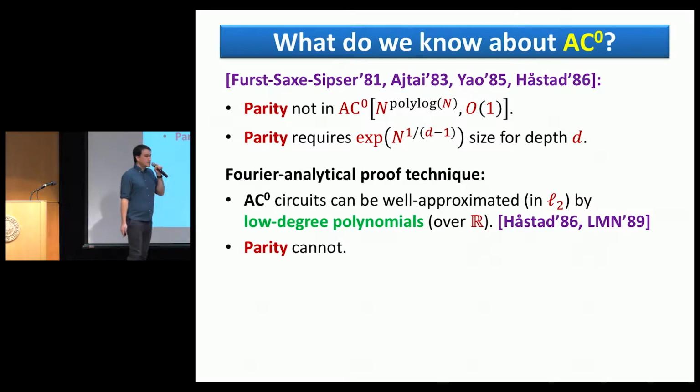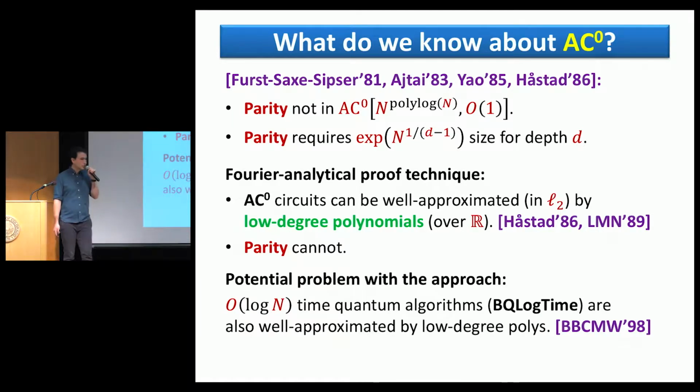So can we apply this proof technique to our separation? You run into some obstacles trying to do that. Well, the first thing is that a super fast quantum algorithm that runs in logarithmic time cannot solve parity. But the problem is bigger than that, because the seminal result of Beals et al. shows that anything that a quantum algorithm can do in logarithmic queries is also well approximated by low degree polynomials. So you can write the acceptance probability of the quantum algorithm as a low degree polynomial.